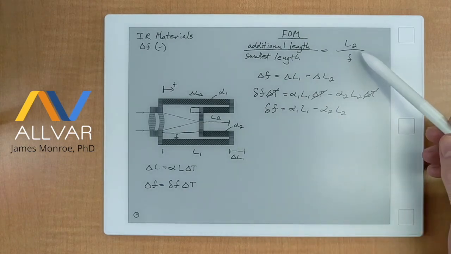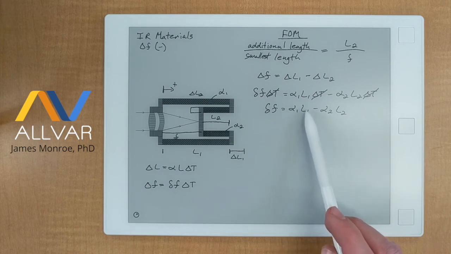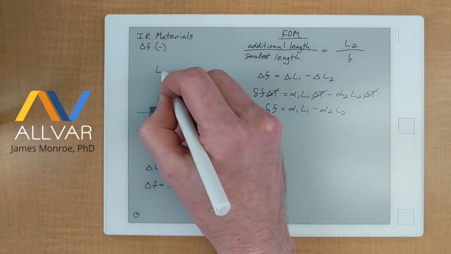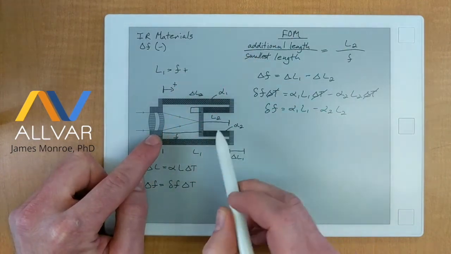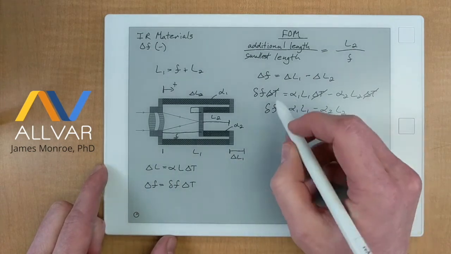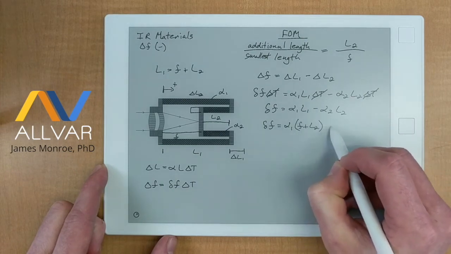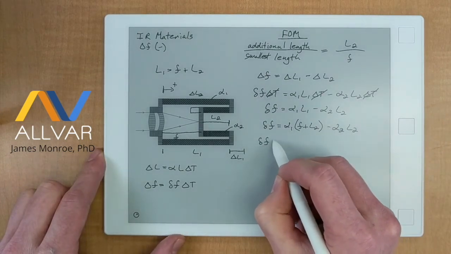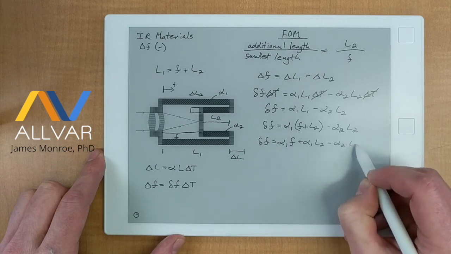And for our figure of merit, we want it to only be dependent on L2 and F, this length and this length. And we still have this L1. Well, we can take that L1 out because we can notice that the length of L1 is always going to be equal to the sum of the focal length and L2. So we can substitute F plus L2 in for L1. We get delta F is equal to alpha 1 times F plus L2 minus alpha 2 L2. And we distribute the alpha 1. Delta F is equal to alpha 1 F plus alpha 1 L2 minus alpha 2 L2.